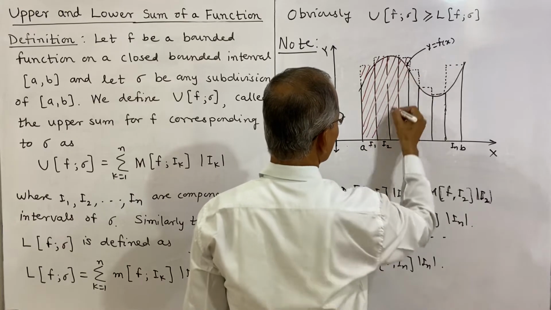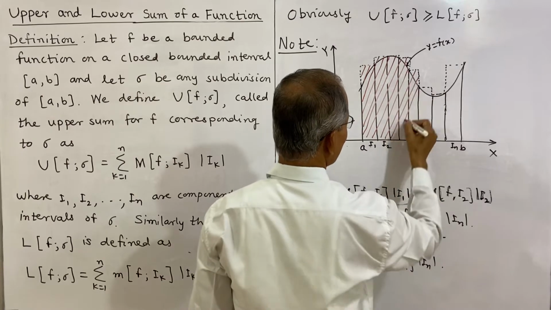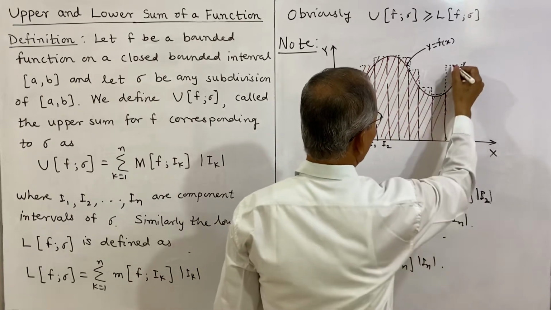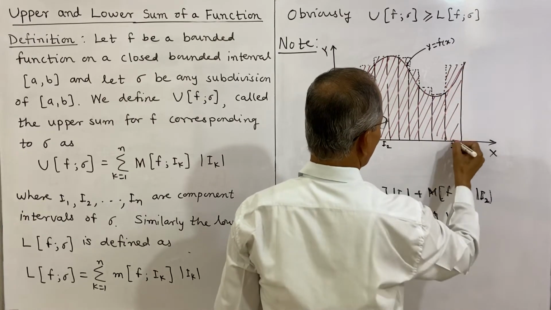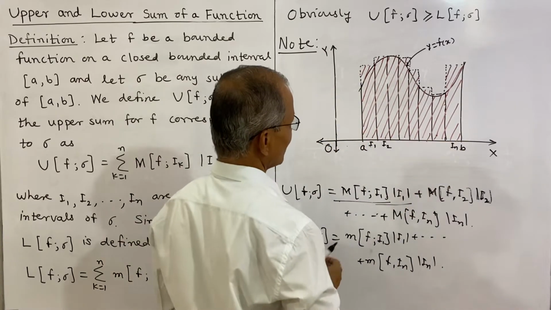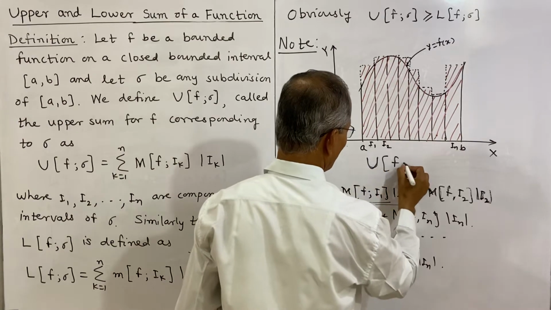So the sum of the areas of these rectangles will denote the upper sum, and here it is. So this is the upper sum of f for the partition sigma.